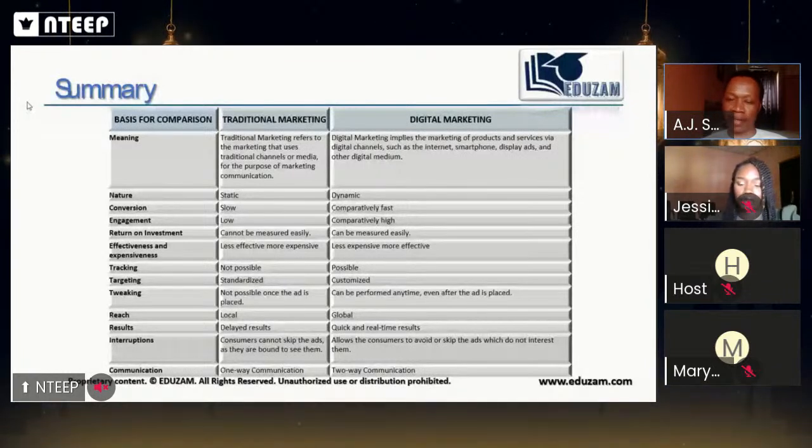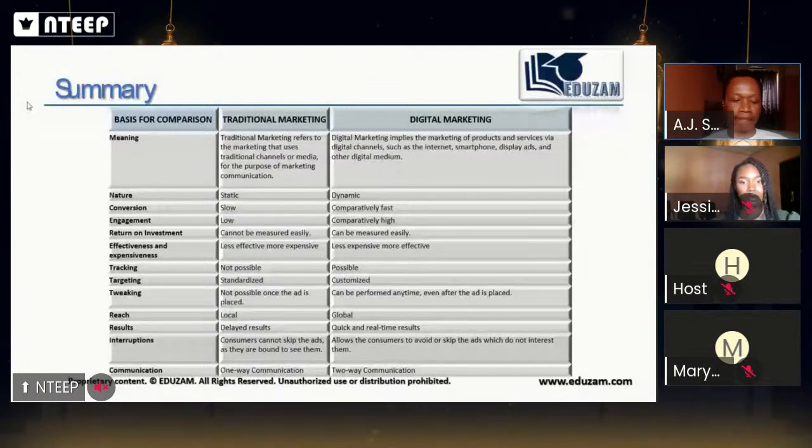You make an investment on an ad. Definitely, you want to know at the end of the day how many people and how much you were able to generate within what period of time, because time is also money. It's part of your return on investment measurement. So with digital marketing, you can actually measure return on investment, whereas with the traditional way of marketing, it's impossible.